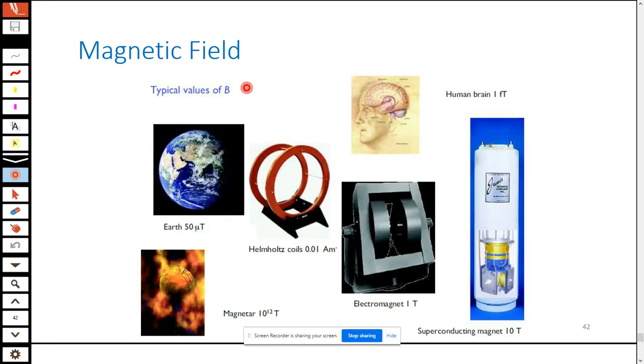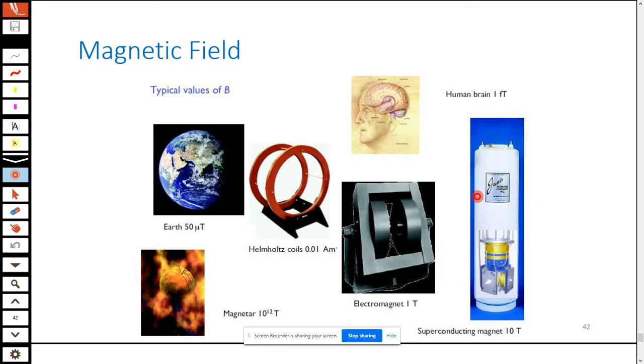And in terms of the value of magnetic field, the human brain has a magnetic field of almost 1 femtotesla, which is 10 to the power minus 15 Tesla. And a magnetar, a star, has 10 to the power 12 Tesla. So the strength of the magnetic field can be huge, from 10 to the power minus 15 Tesla to 10 to the power 12 Tesla. For example, Earth's magnetic field is about 50 microtesla. But in the laboratory, what you use is maybe Helmholtz coils or electromagnets, something from a few millitesla up to a few hundred millitesla or maybe a few Tesla, or 10 Tesla.